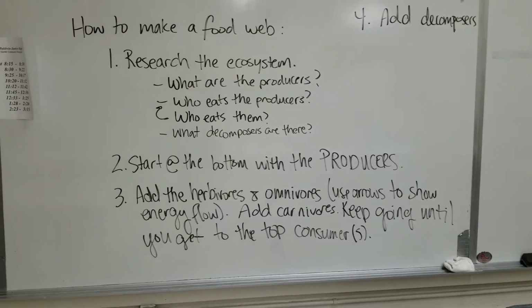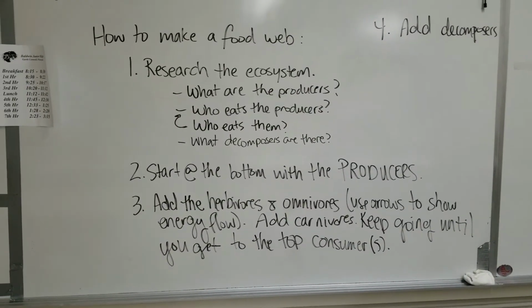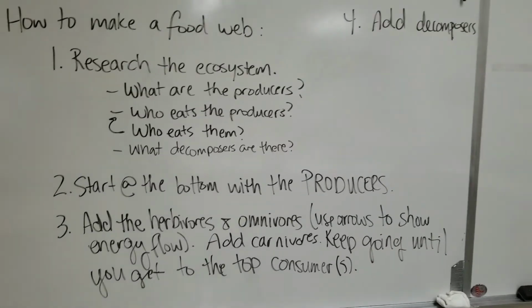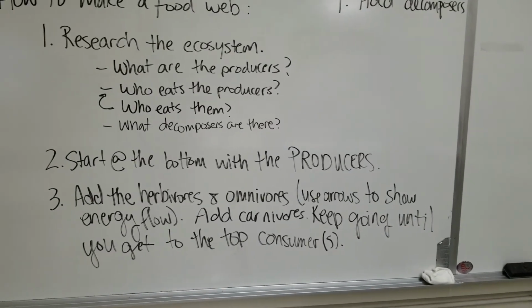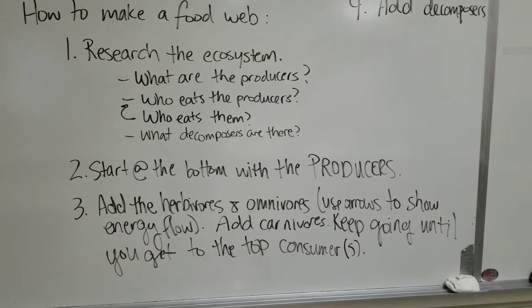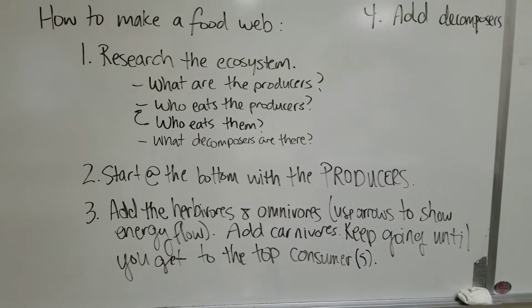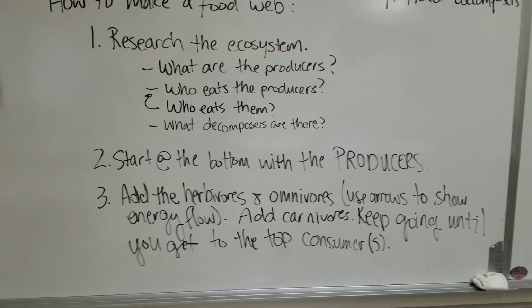So the ecosystem I'm going to do is a forest ecosystem. Up here in Michigan we have temperate forests. Some producers would be moss, ferns, grass, shrubs, and trees, and those have things like leaves and flowers and seeds and bark and roots, all that sort of stuff. Anything that's plants that you would find in the forest.